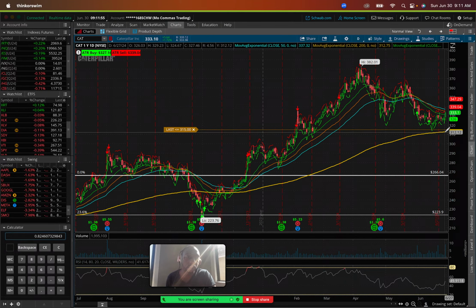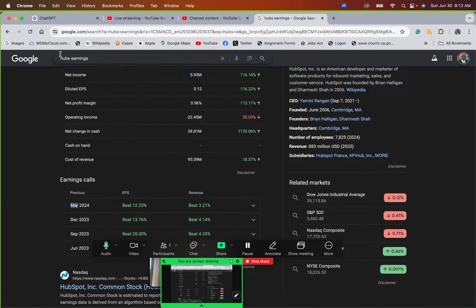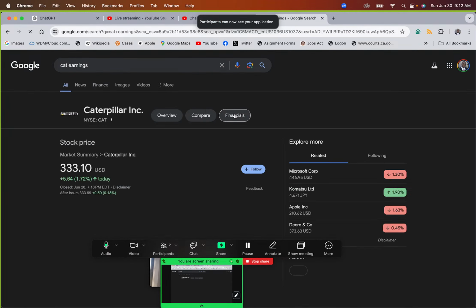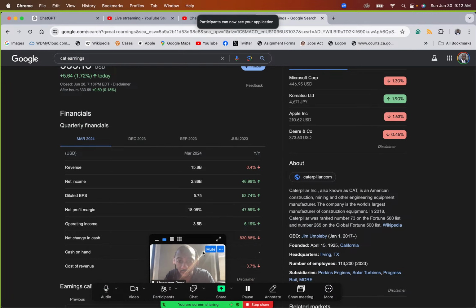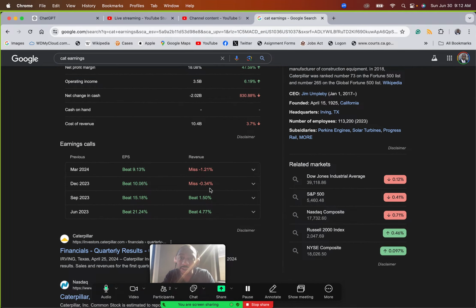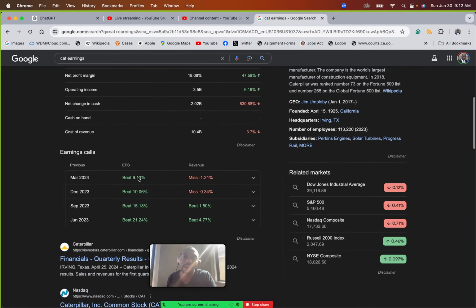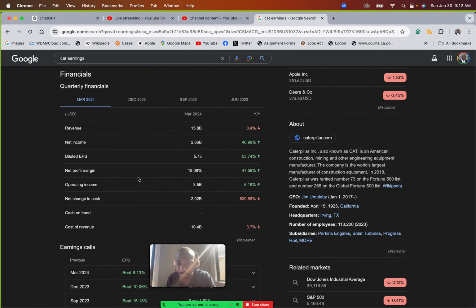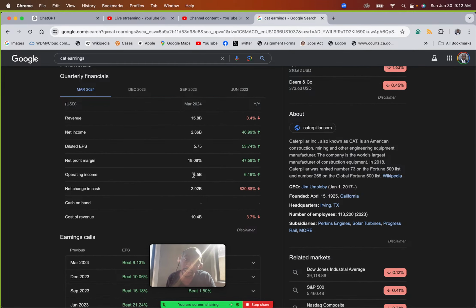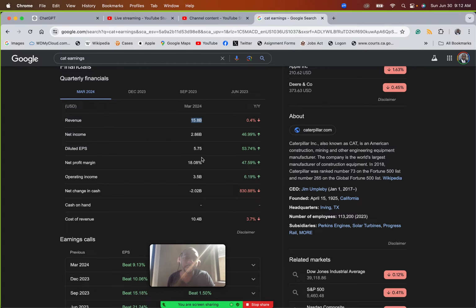And just to look at CAT, just to show you, I don't just use the stock price, especially for the longer term trades. I want to look at where it is, right? CAT, it missed on the revenue, but not by much. Missed on the revenue the quarter before, but not by that much. But it's beating on the earnings per share. So it's a pretty solid company. Operating income is making $3.5 billion in cash every quarter. The revenue is huge. It's a little bit down, but it's a relatively safe company.